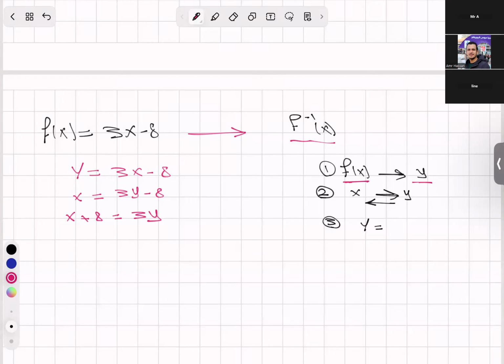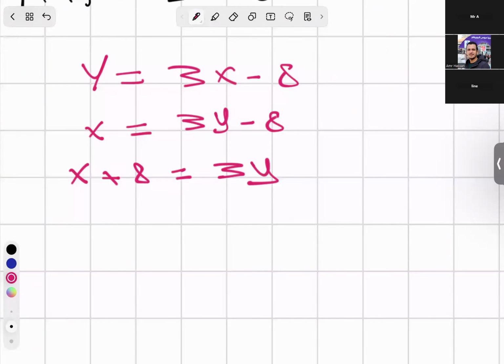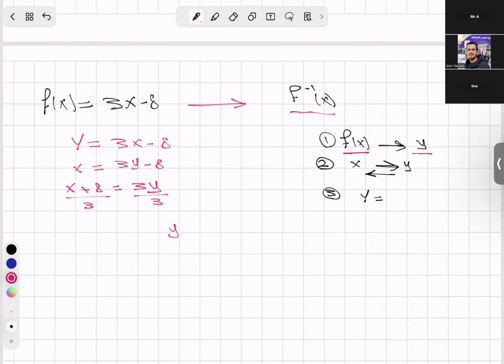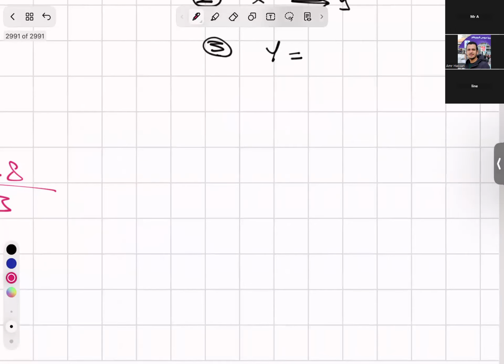So what y stands for right now, I need to divide the left-hand side and right-hand side by 3, because it sounds like I have a coefficient of 3. I need to get rid of it. So I need to divide the left-hand side and right-hand side also by 3. So y equals x plus 8 over 3. This is called the inverse function, right? So let me write down x plus 8 over 3, right? Did you get it?